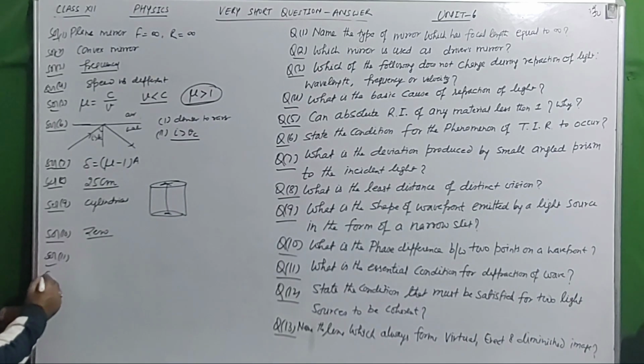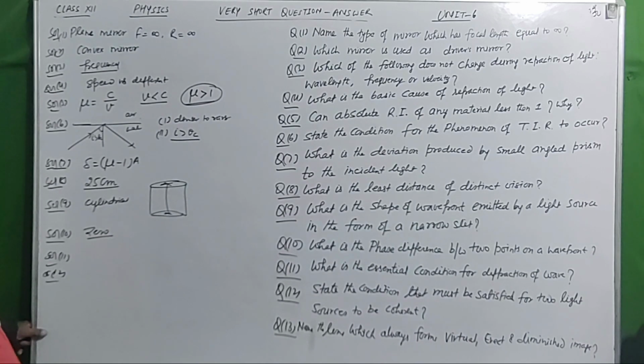Next, state the conditions that must be satisfied for light sources to be coherent. First point, two sources must emit light of the same wavelength continuously. And second point, there is no phase difference or a constant phase difference between the two lights.